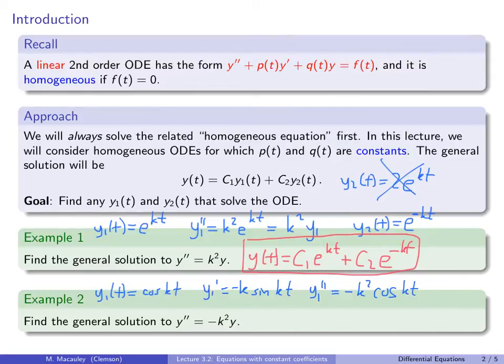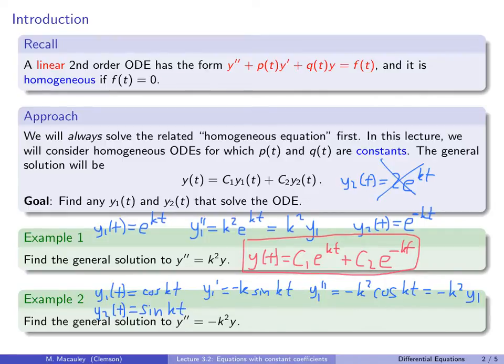And notice that this is just y1, not y2. Sorry. And so this is negative k squared y1. So similarly, it's easy to check that another solution is sine of kt.